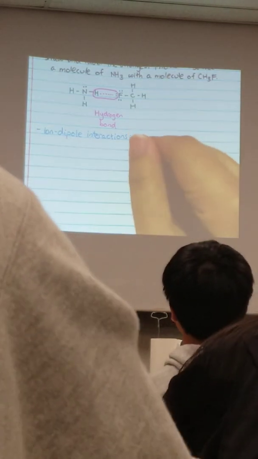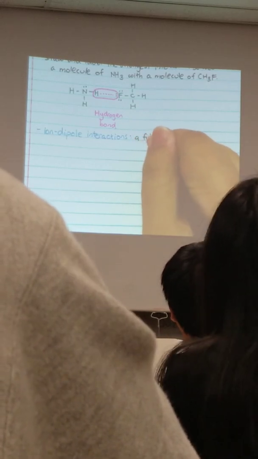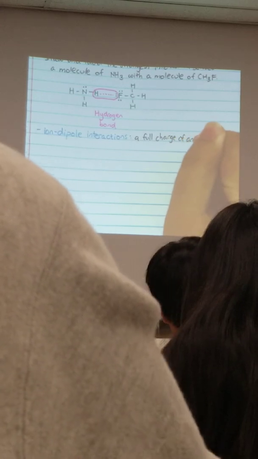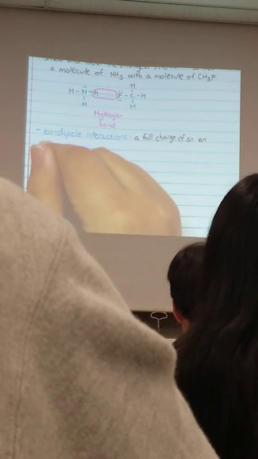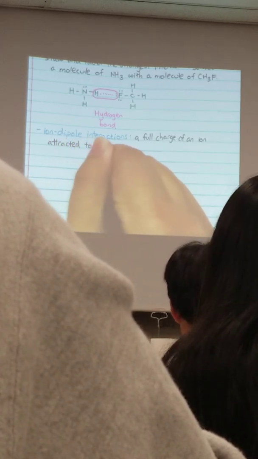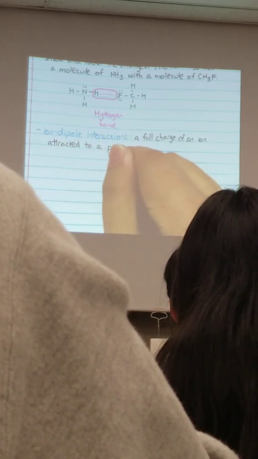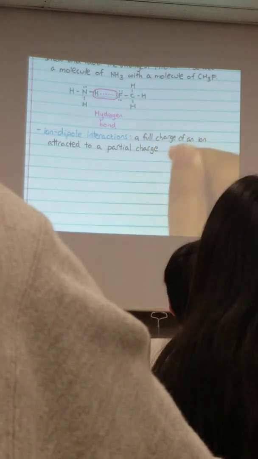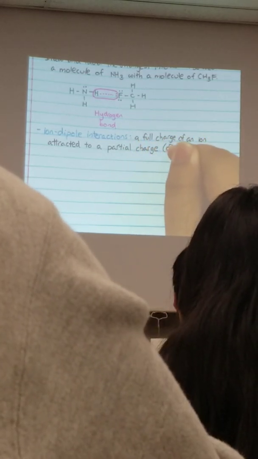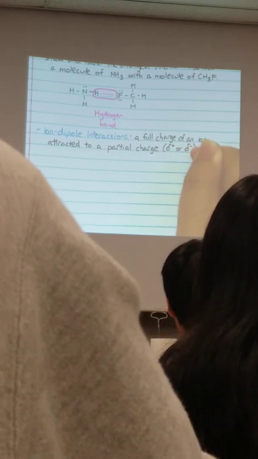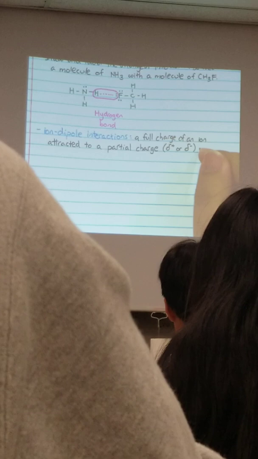Here's how it's designed. We need to have a full charge. That's an ion, right? And that full charge is going to be attracted to a quote-unquote partial charge. Partial charge means the delta plus, delta minus. And it's only one of the two, right? Not both. Of another molecule.